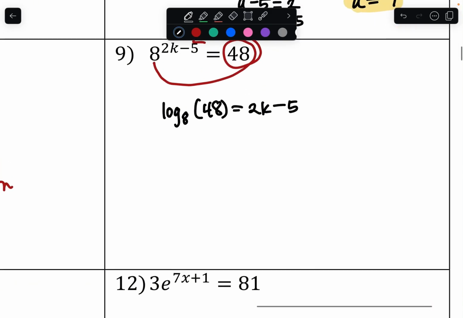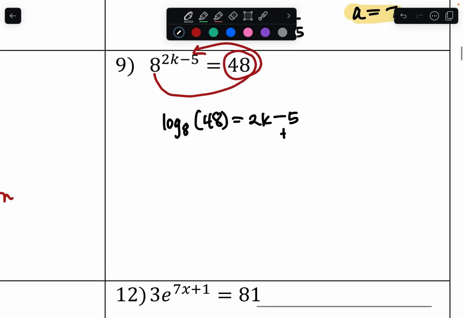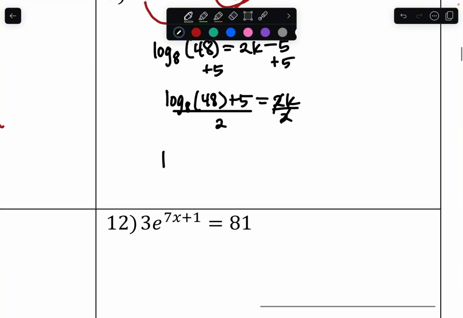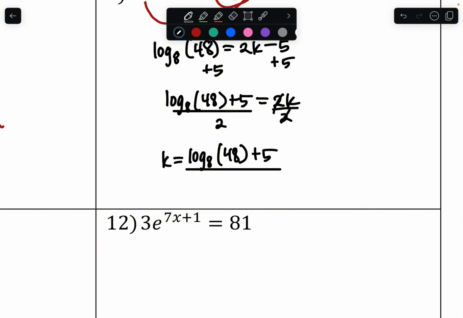Okay, so now we still have to isolate k, so we would add 5 to both sides. Log base 8 of 48 plus 5 equals 2k. And then our last step, divide that whole expression by 2. So if you're leaving your answer in terms of log, you would have log base 8 of 48, and then plus 5, and then divide all of that by 2.